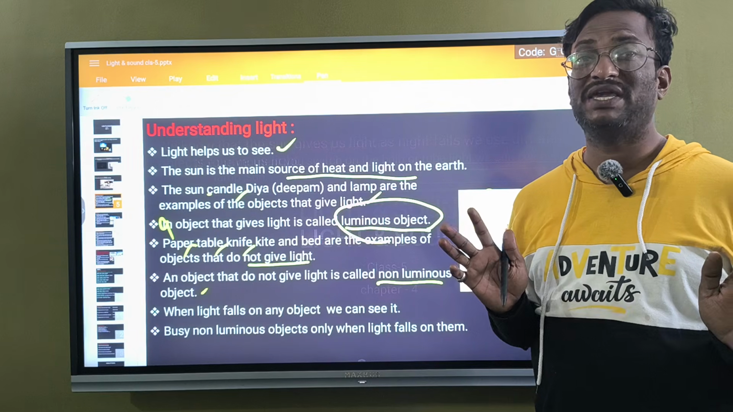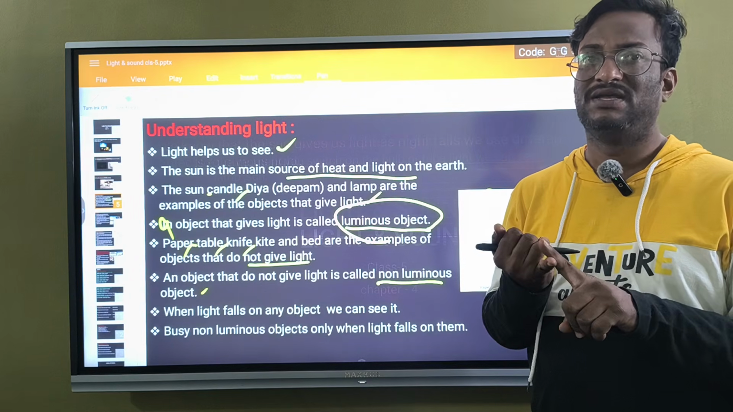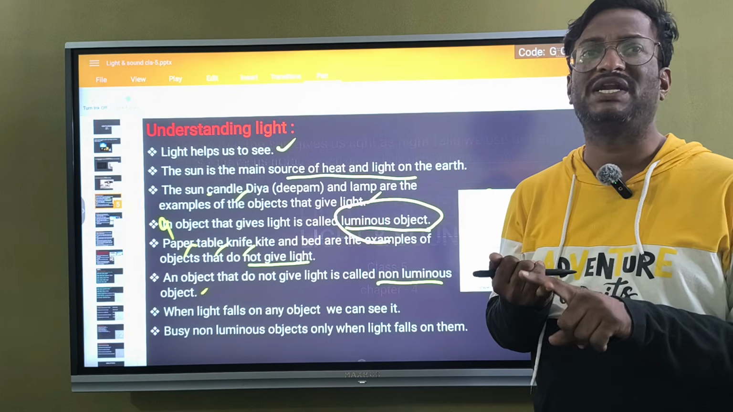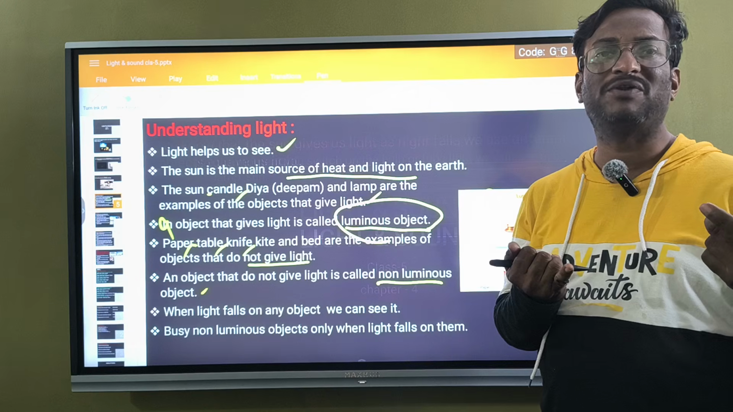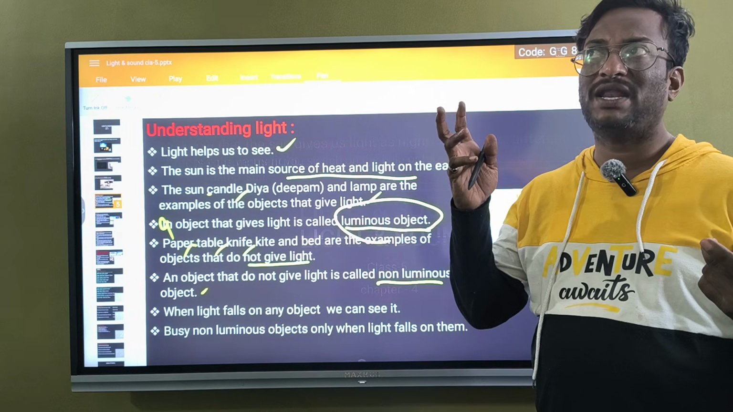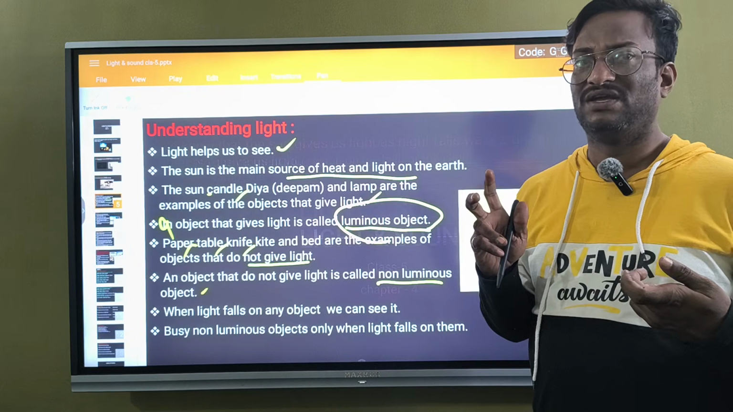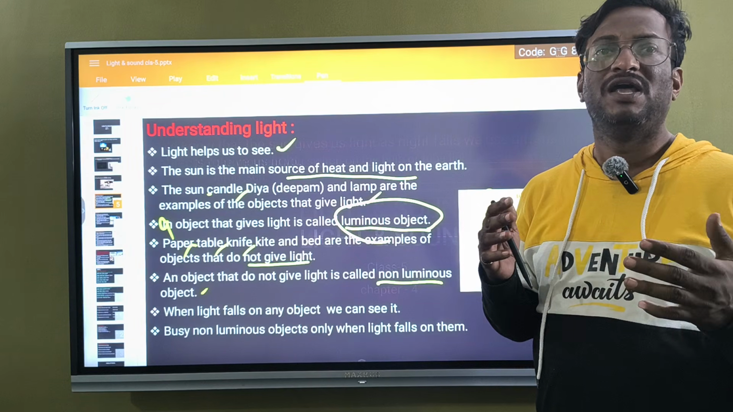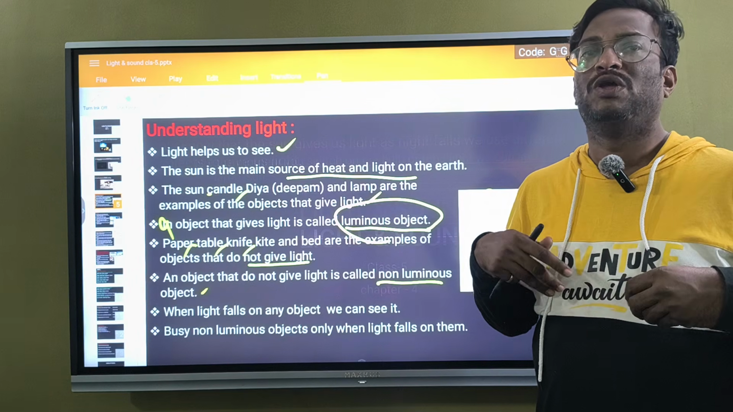Okay, in general speaking, the object which gives light of its own, for example the sun, will give you light of its own. That is called self-luminous. All other objects, like a bulb, get light through electricity. With the help of something, it is giving light. So they will be called luminous objects. Self-luminous means with their own light.